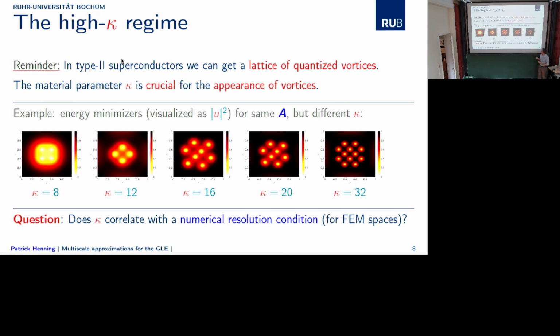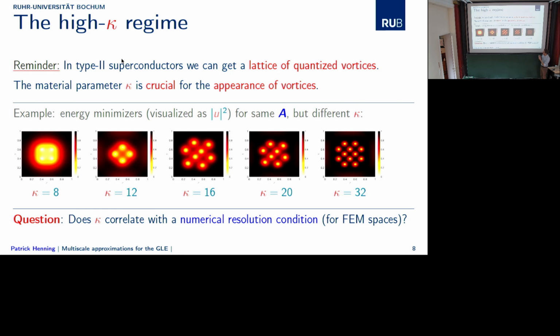You do not know, but maybe you can translate this kappa into a numerical resolution condition. So let's say you give me kappa, I give you a mesh size, and if you use that mesh size and you solve your energy minimization problem in a finite element space with that mesh size, then you should be able to find the physically correct vortex pattern. So that's the question I will try to answer.